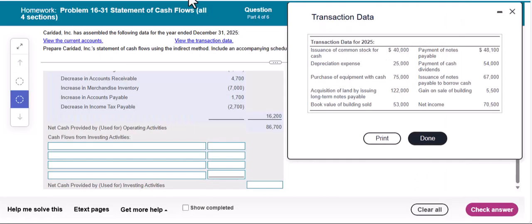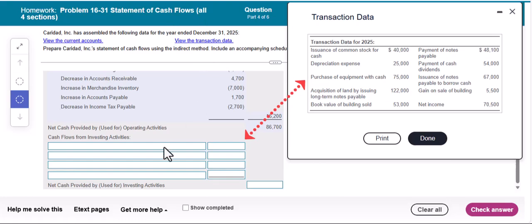So then we're going to go through our transaction data list here, and we're going to go one by one to see if any long-term assets were affected. So first off, we have common stock, but common stock is an equity account, so it's not going to go in the investing section. Depreciation expense, we already got that. Then we have purchase of equipment with cash. Equipment is a long-term asset, and we purchased it with cash, so we're going to go ahead and include that in the statement of cash flows since we purchased it with cash.